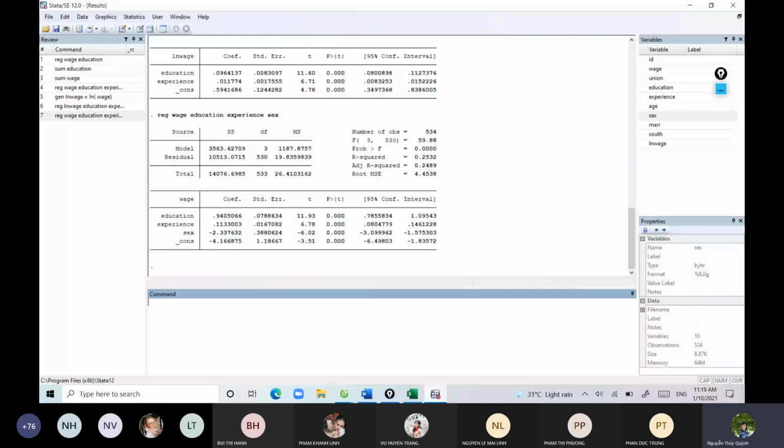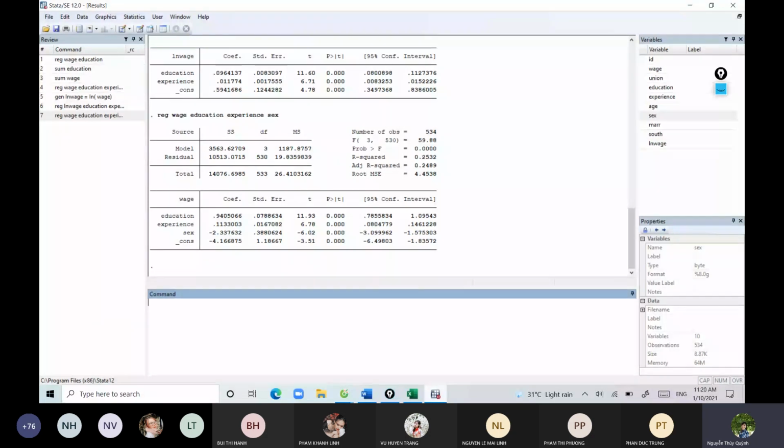25.32%. Okay, it suggests that this model can explain 25.32% of the total variation in the value of wage in this sample. Okay, that is the meaning of the coefficient of determination. Remember that the coefficient of determination is R squared. All right, what about questions?